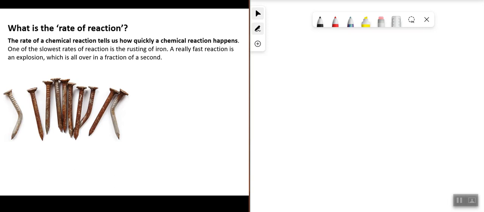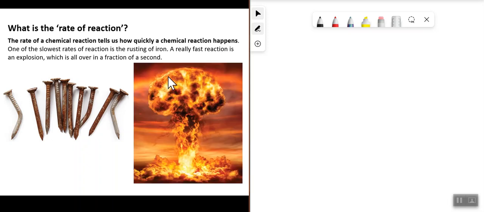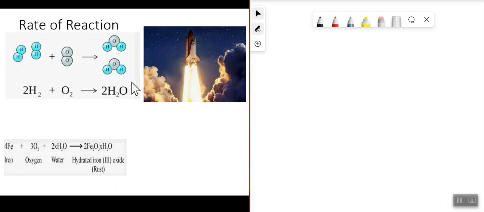So you can think about a chemical reaction as basically like change. Okay, so change is occurring over time. Some reactions happen really, really slowly, like the rusting of iron, and other reactions happen extremely fast, in seconds, like an explosion. So the rate of reaction is how quickly or how slowly a chemical reaction happens.